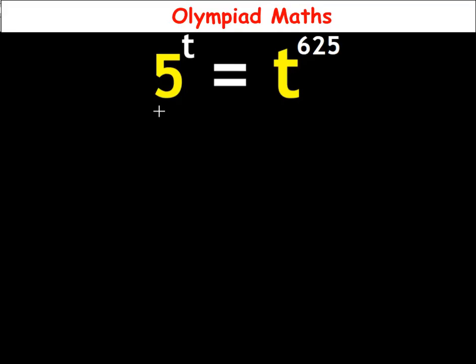In this video, let us solve this equation. So we have 5 raised to the power t is equal to t raised to the power 625. Okay, and here we want to solve for the value of t that will satisfy this given equation. So t is the unknown that we want to solve for.